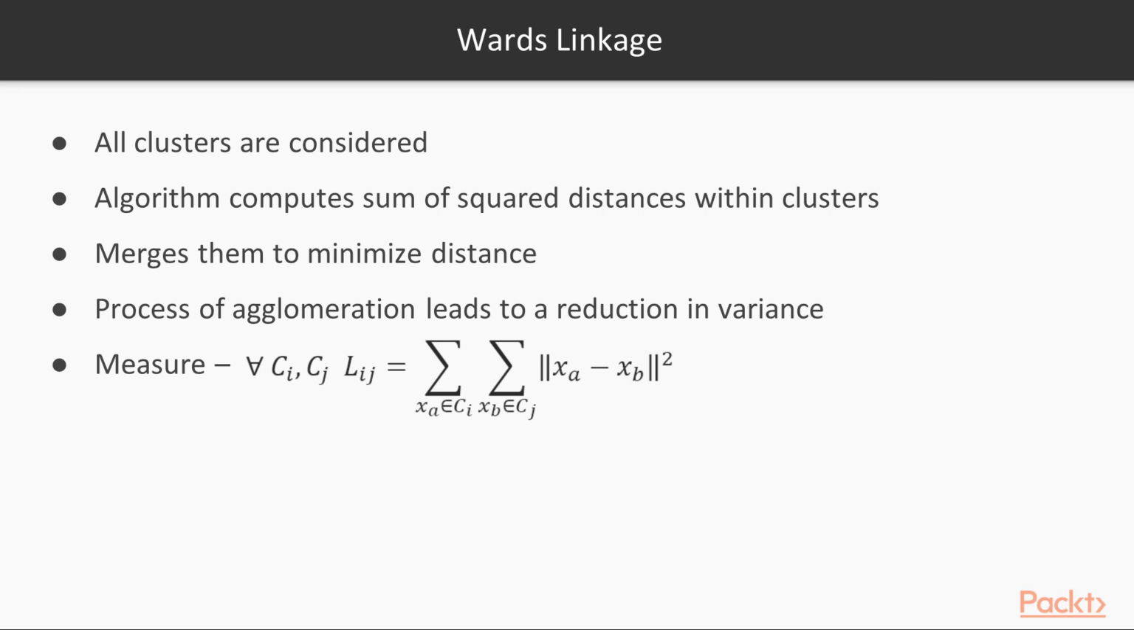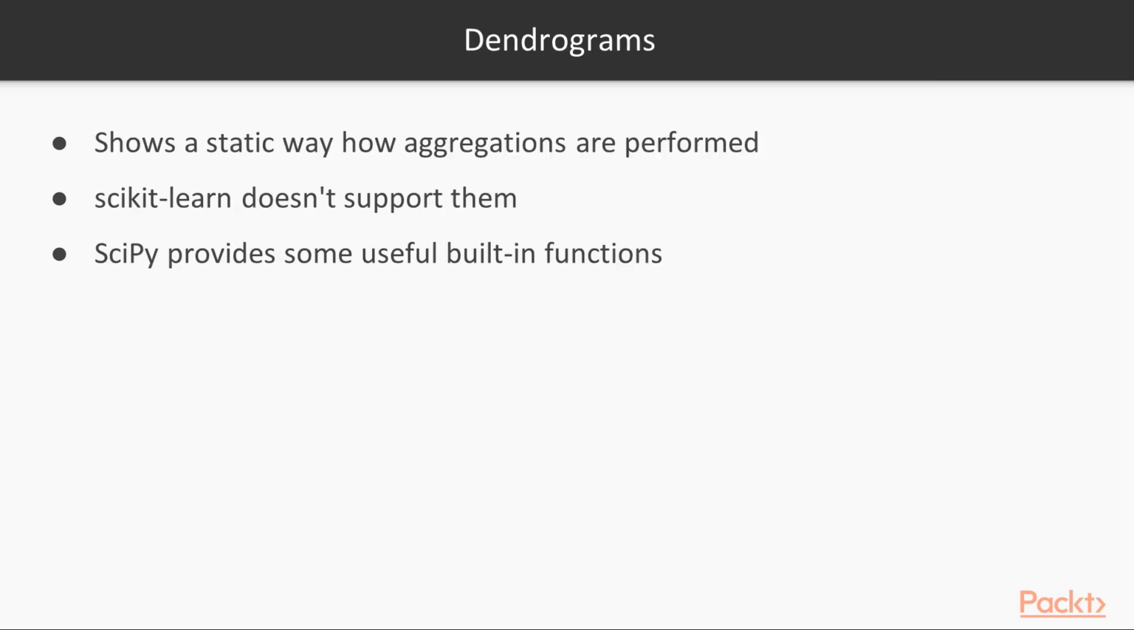To better understand the agglomeration process, it's useful to introduce a graphical method called a dendrogram, which shows in a static way how the aggregations are performed, starting from the bottom to the top. Unfortunately, Scikit-learn doesn't support them. However, SciPy provides some useful built-in functions.